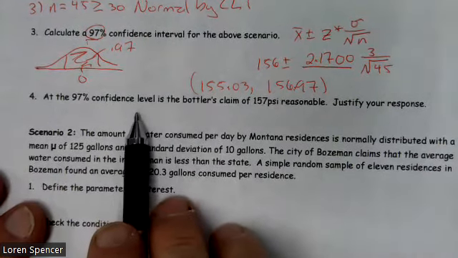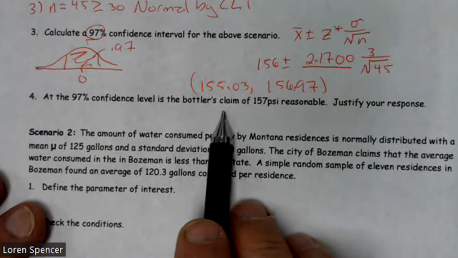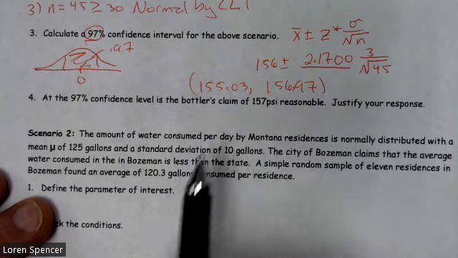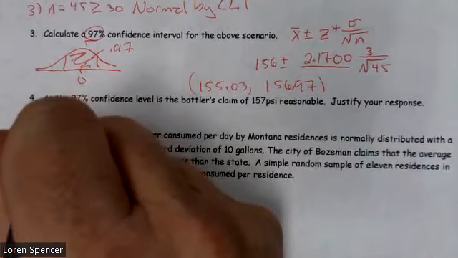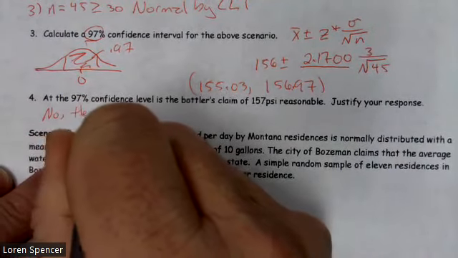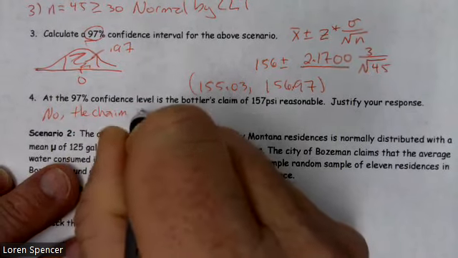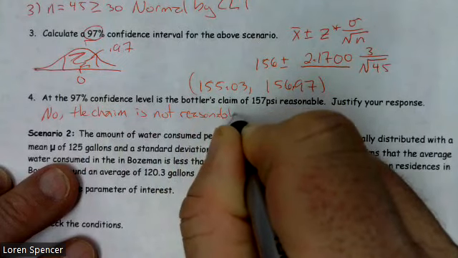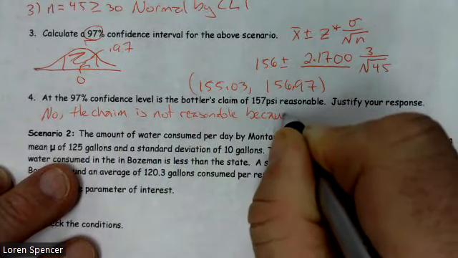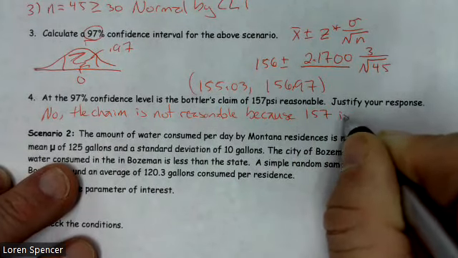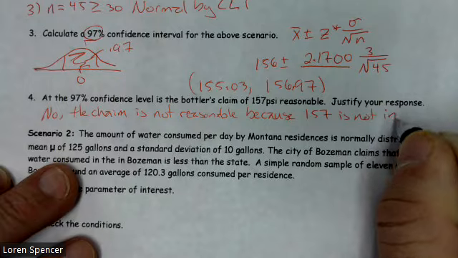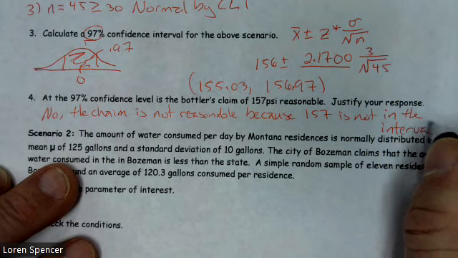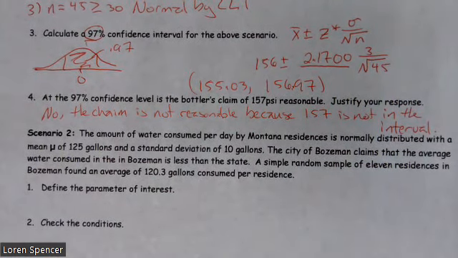So it says at the 97% confidence level, is the bottler's claim of 157 reasonable? Well, I look at that, and 157 is not in the interval. So no, the claim is not reasonable because 157 is not in the interval. All right, that takes care of number one.